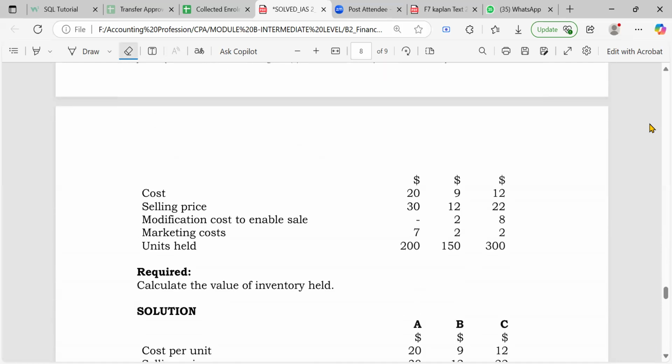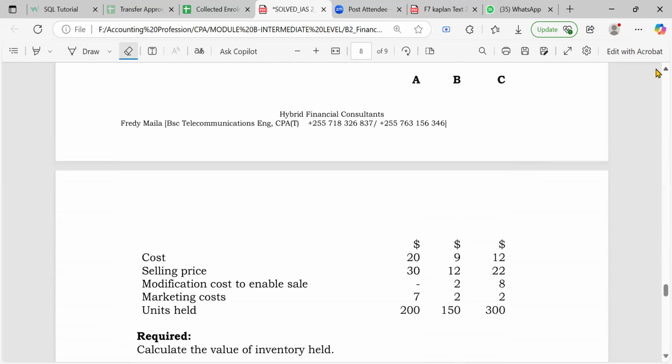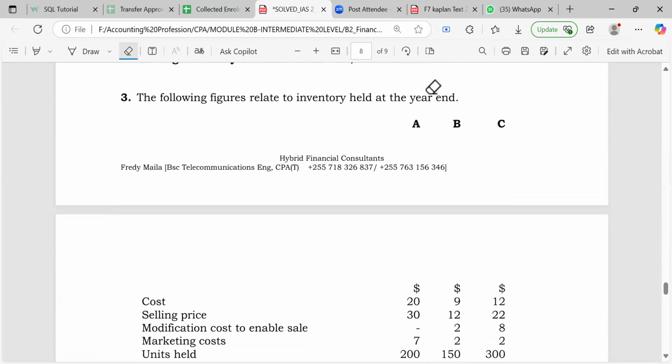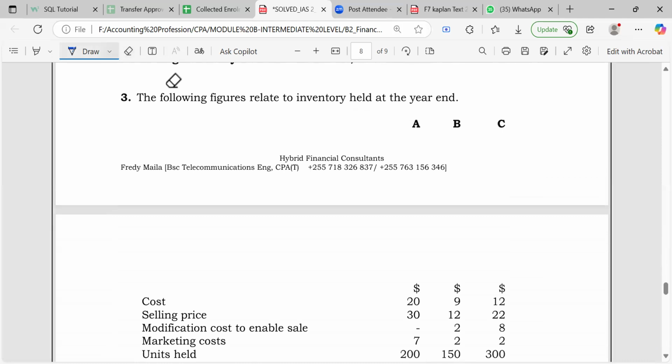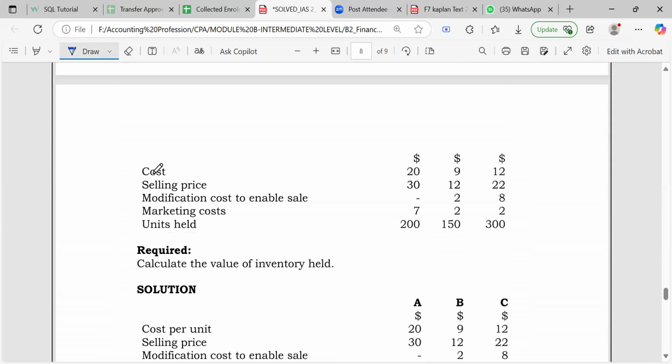Okay, maybe let's deal with this little question here. We are told the following figures relate to the inventory held at the year end, right? Inventory A, B, and C. What are you going to do now? You're provided with the cost, the selling price, the modification cost to enable sale, the marketing cost, and the units held. Required, calculate the value of inventory held.